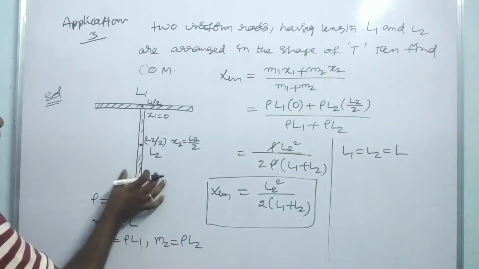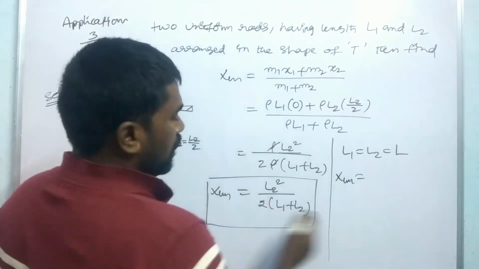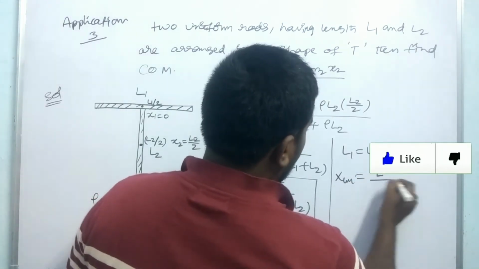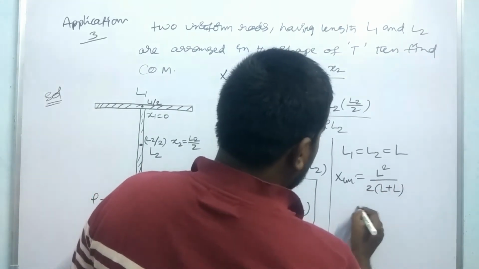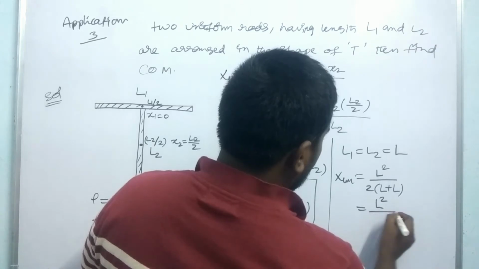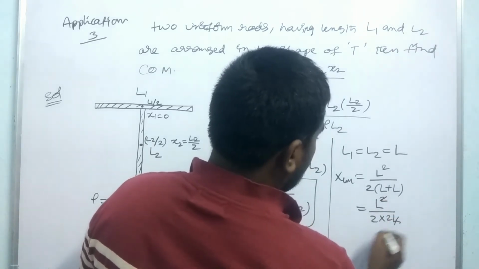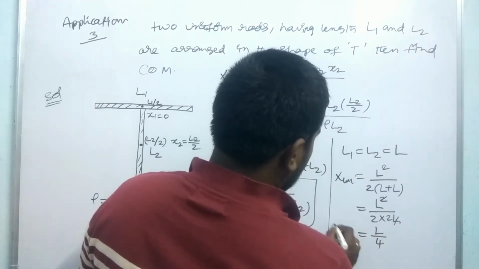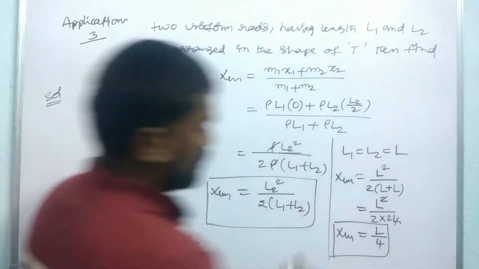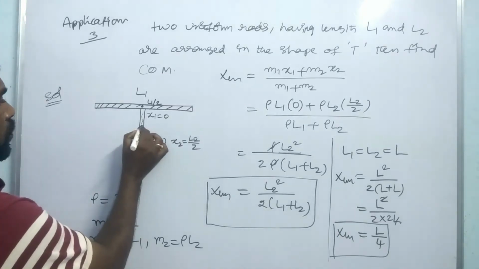If two rods are having the same length, whereas xcm, let us substitute L2 square. It is equal to L square by 2 into (L1 plus L2), L plus L, it is equal to L square by 2 into 2L. L square and L cancelled, it is L by 4. So xcm is equal to L by 4 if two rods are having the same length.